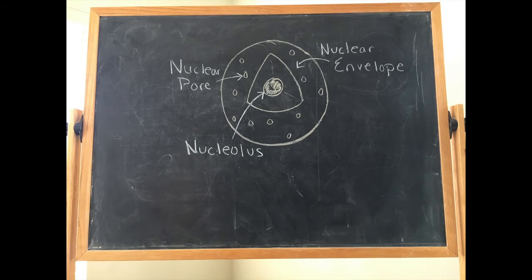Nucleolus. This is the round section of the nucleus. It is not surrounded by a membrane, but rather sits inside of the nucleus. It makes ribosomal subunits from proteins and RNA. It ends up making rRNA.